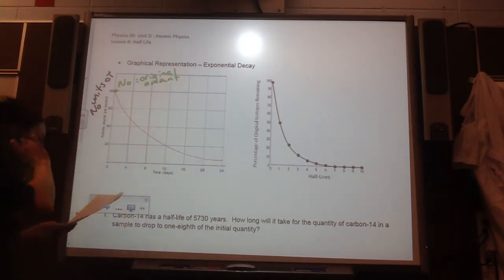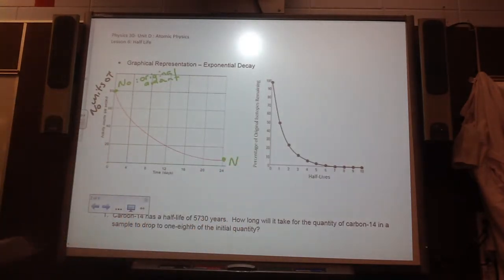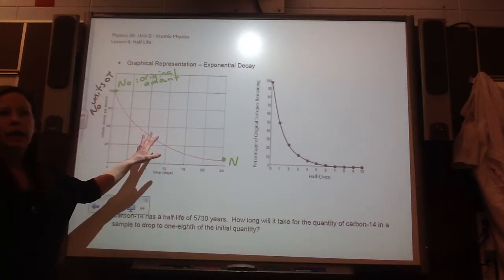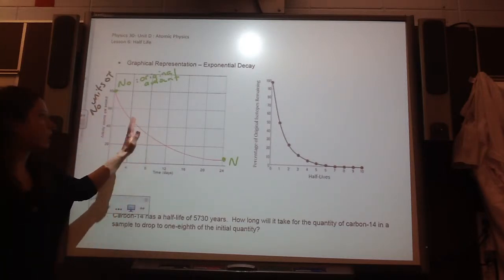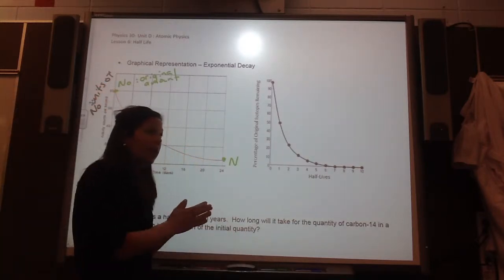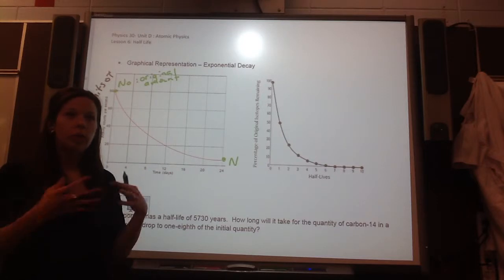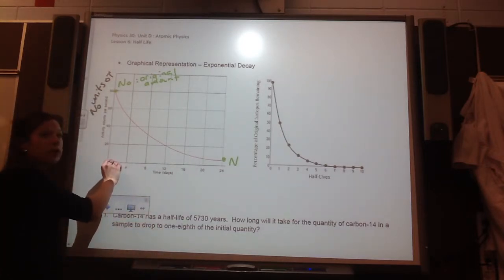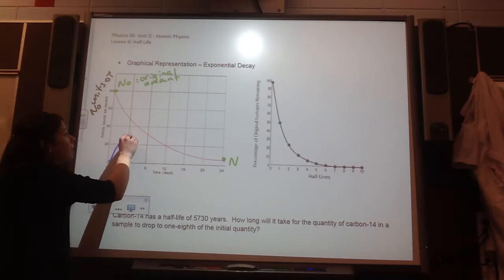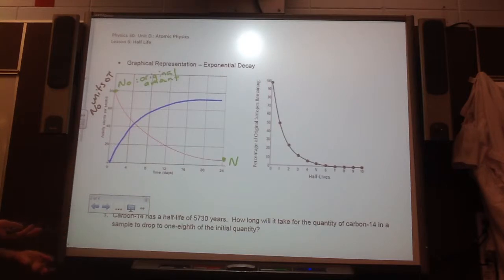Okay, and then what we have on this graph here is our leftover, what we are left with. So if you think about it, this is like the parent element. This is what we start with and how much of it we have left when we're done. So if we compared and thought, how much daughter element am I making when I go through this reaction? Well, I would start with 0 daughter element, right? And as the time goes on, it will be like the opposite type of curve.